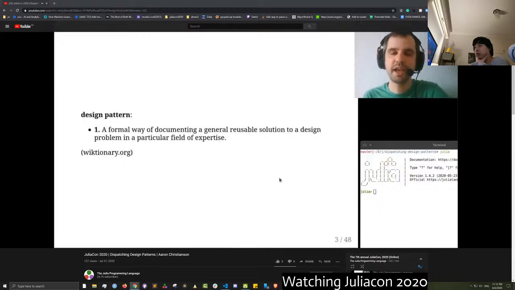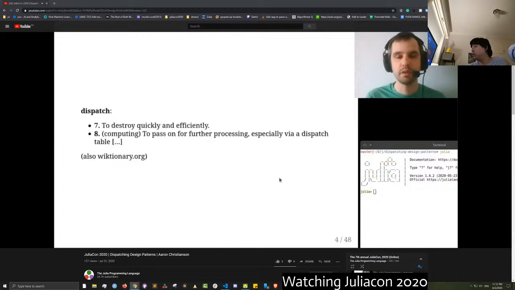All right, so a design pattern is a formal way of documenting a general reusable solution to a design problem in a particular field or field of expertise, especially in this case, software design.